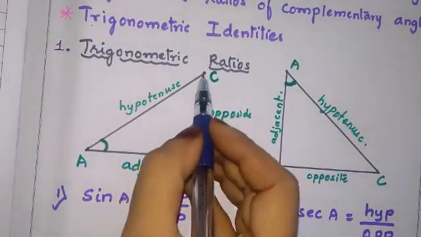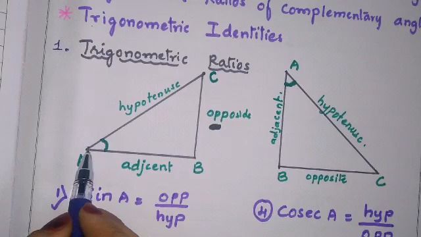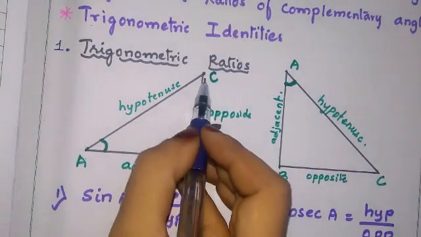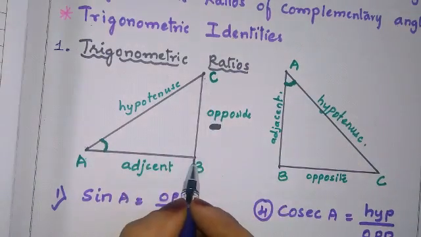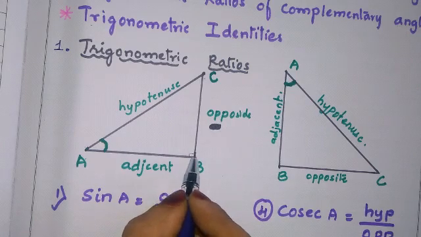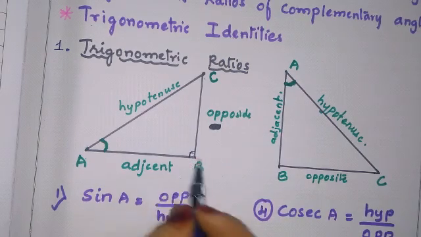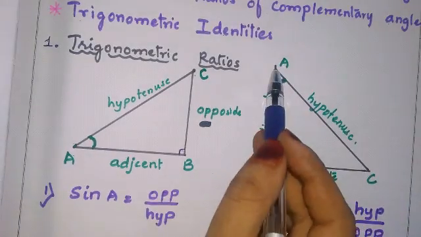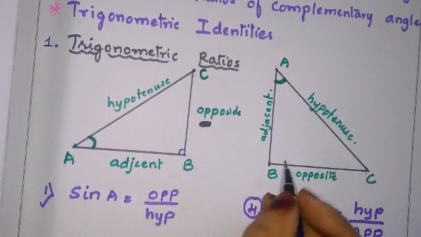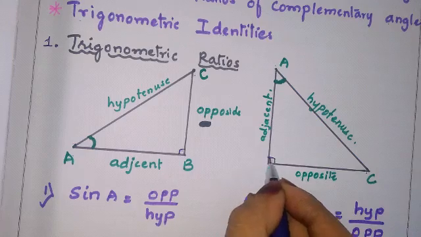We can see here it is a right angle triangle. Here I have drawn ABC, a right angle triangle, and B is 90 degree. Here one more triangle I have drawn. ABC is a right angle triangle. Again B is 90 degree.